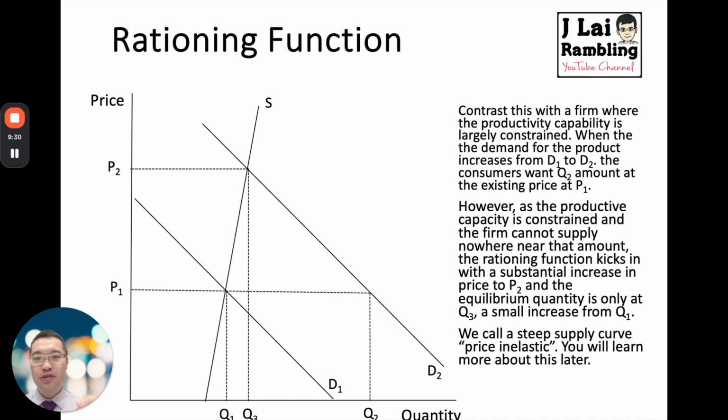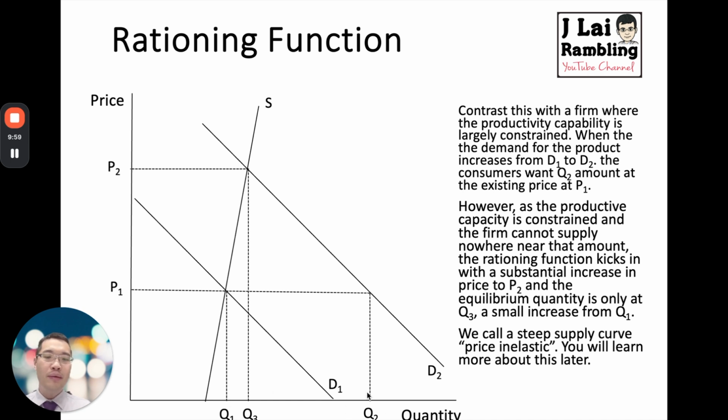It's telling the consumers that if you want to buy more, you may, but at a higher price. At the same time, you cannot have Q2 amounts. You can only have Q3. Even if you're willing to pay a higher price, you can only increase the amount bought by this much, Q3 minus Q1, okay? Do you see how it's very rationed, okay?